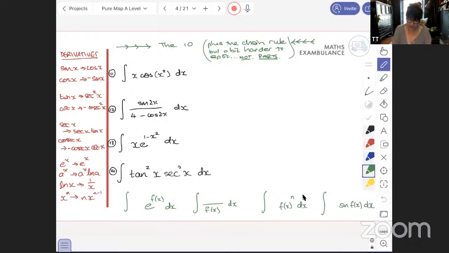So all of these are ones that you can just write down the answer. None of these require any work. The first one, what got differentiated was sine x squared. I need a half. Done. We don't need substitution. We don't need parts.